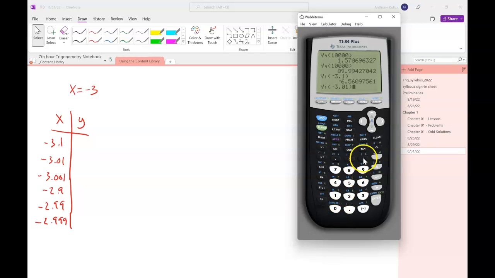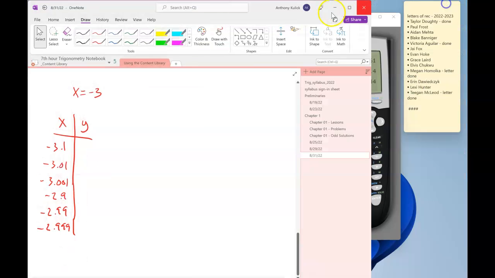So I can just go back and edit that a little bit to give my next x value. And then I can do it one more time to put in my third x value. And I'm going to take a little break and write down what I see.